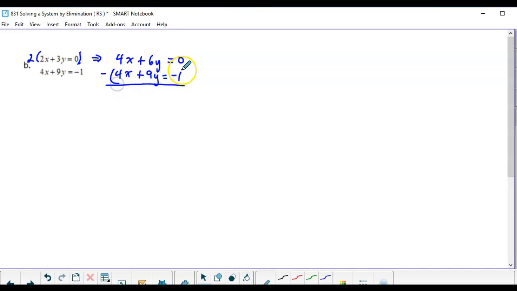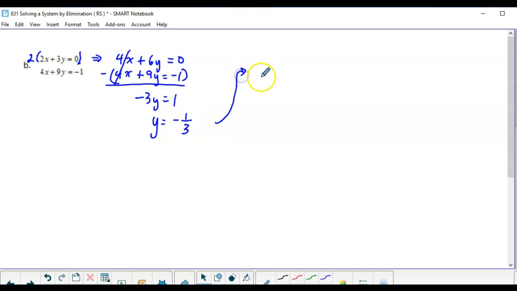And we're going to subtract. So those go to 0. 6y minus 9y is negative 3y. 0 minus negative 1 is positive 1. So y is negative 1/3. So you can have fractions, right? It doesn't mean that you can't.